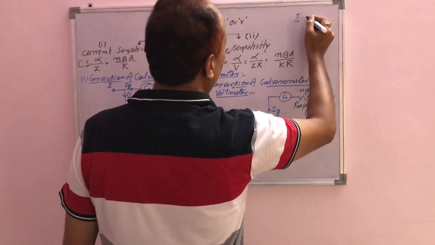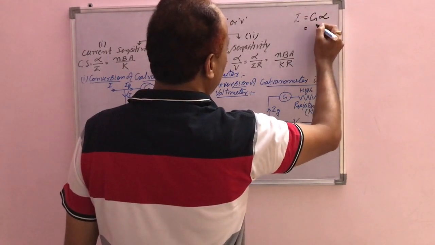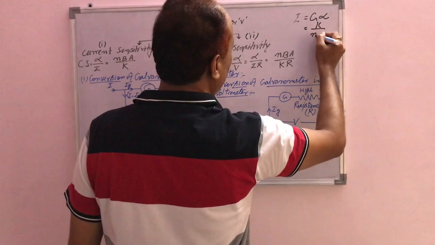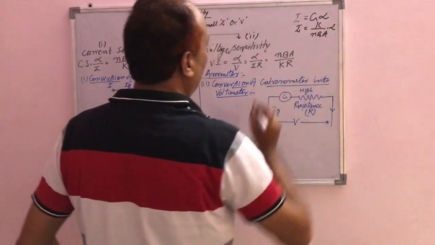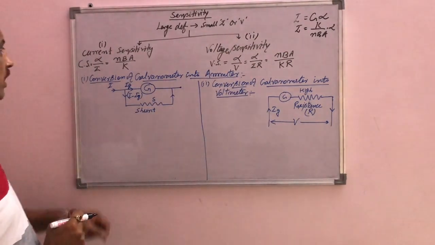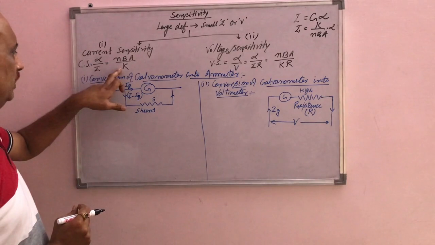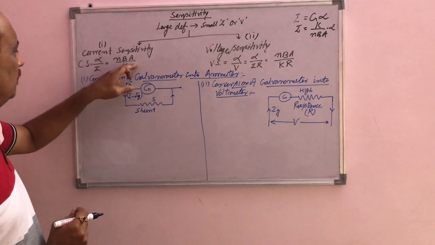I is always equal to G into alpha, and G is always equal to K upon NBA, so alpha equals I upon G. From this expression, if you find the value of alpha upon I, you will get NBA upon K. So current sensitivity equals alpha upon I, that is equal to NBA upon K.